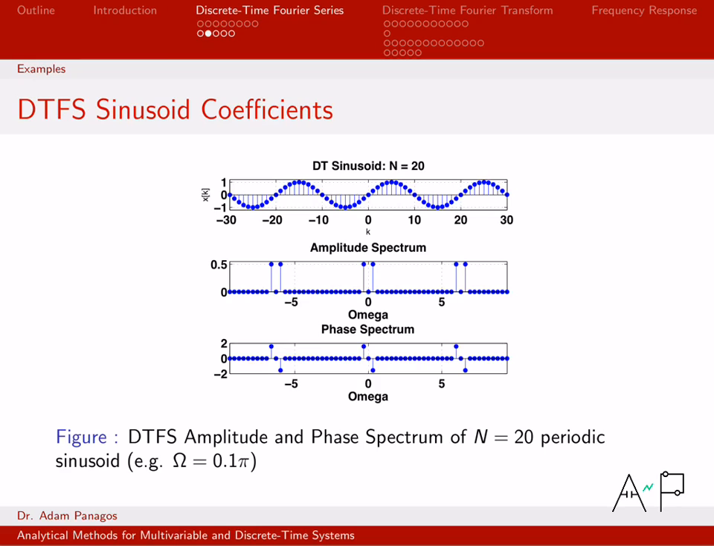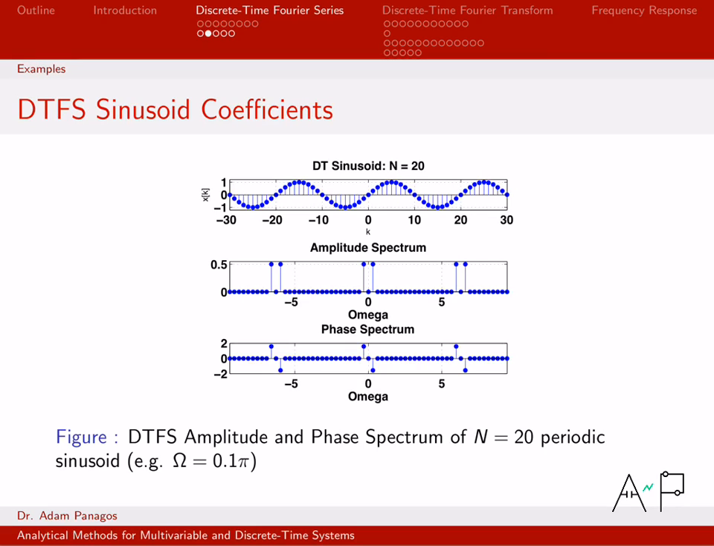What about the phase spectrum? Remember, we had e to the j pi over 2 and e to the minus j pi over 2. So at -1 times our fundamental, we had e to the j pi over 2, which is a phase of pi over 2 radians. And at the positive frequency, we had the minus pi over 2 radians. So that's why you see plus minus pi over 2. And again, those values repeat up and down the frequency axis with a period of 2 pi. So that is a plot of the amplitude and phase spectrum.